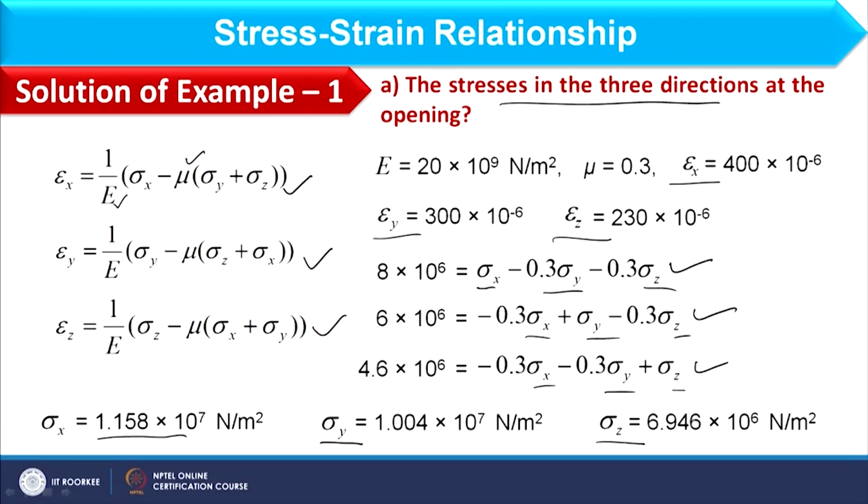Once we solve that simultaneously, we can obtain the value of stresses in 3 directions, and sigma x here is 1.158 into 10 to the power 7 Newton per meter square. Sigma y and sigma z contain these values respectively. So, in this way we solve the stresses generated in 3 directions when I know the strain values, and if I know the stress values I can calculate strain in all 3 directions. Okay. So, that is part 1.